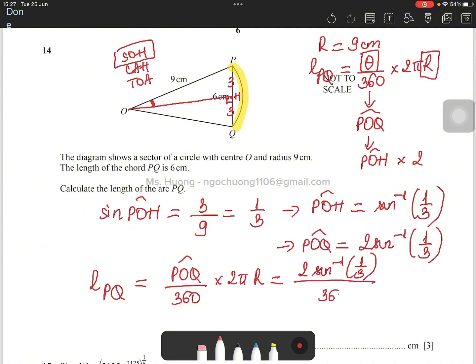over 360 multiplied by 2 pi. Your radius is 9 centimeters. So this is the formula for the length of arc PQ. And the answer is going to be 6.12.